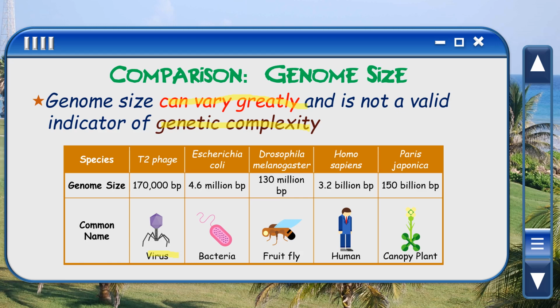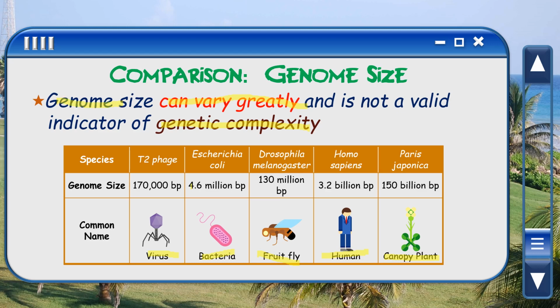170,000 base pairs. When you look at the bacterium Escherichia coli, it has 4.6 million base pairs. The fruit fly has 130 million base pairs. Humans, Homo sapiens, have 3.2 billion base pairs. And the canopy plant, Paris japonica, has 150 billion base pairs. That is the genome size.